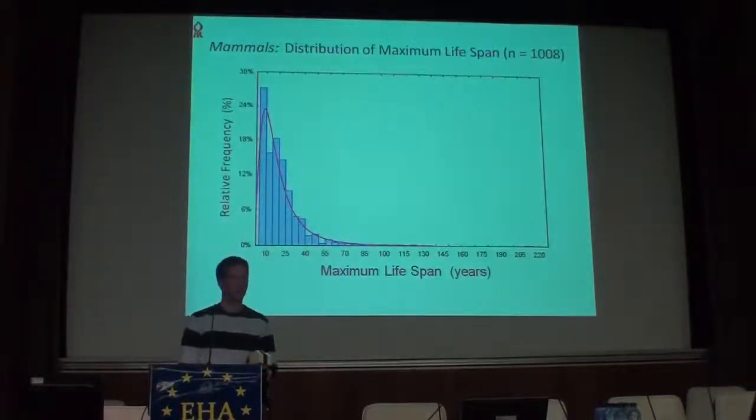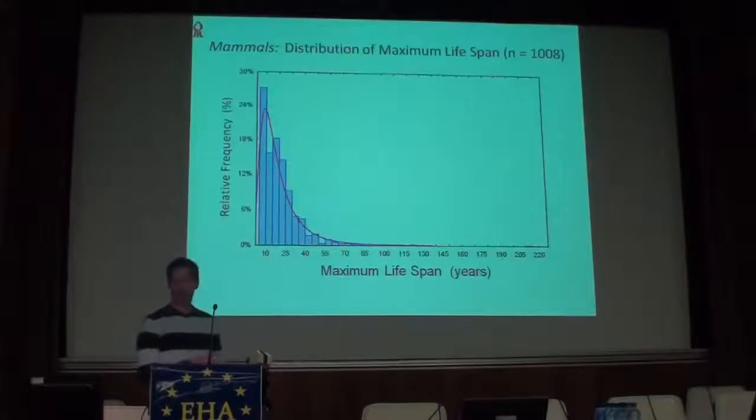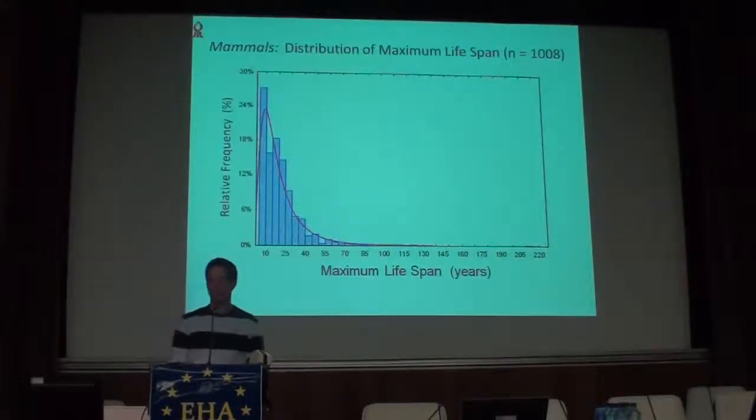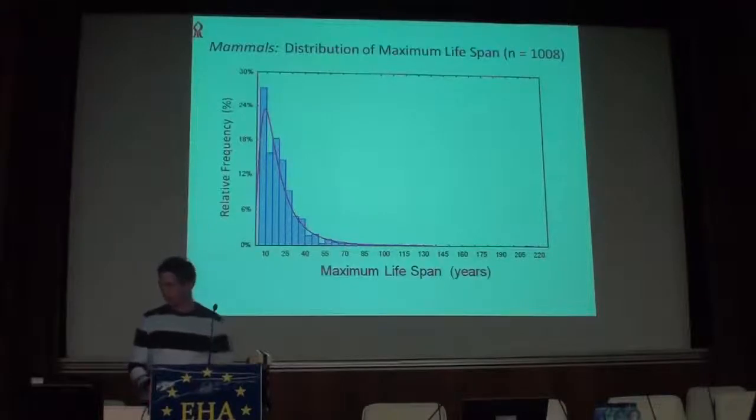This is the total 1,008 is the total number of mammalian species we know the lifespan, and this is the distribution of the mammalian lifespan. It is close to log normal distribution.